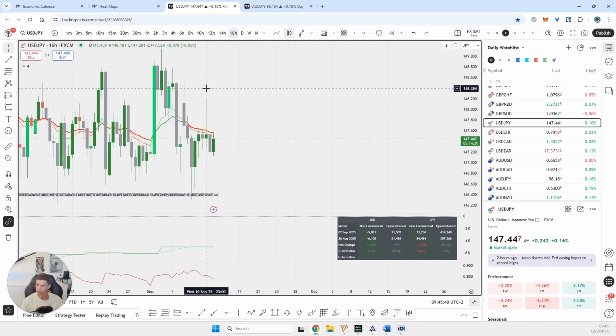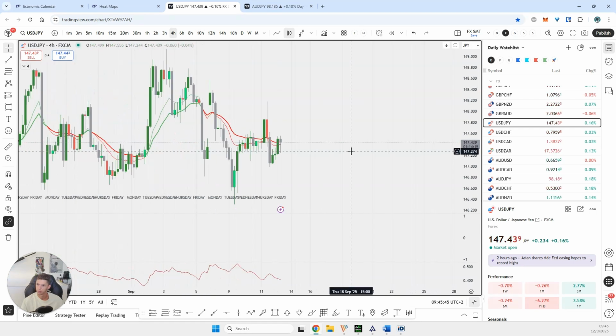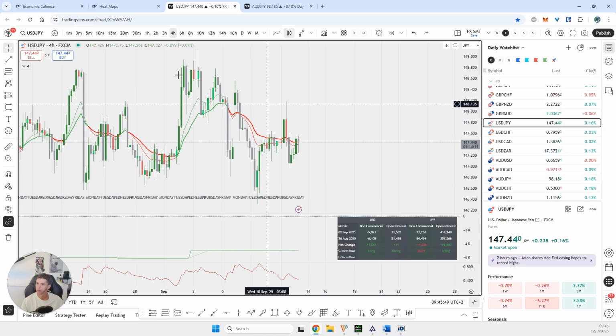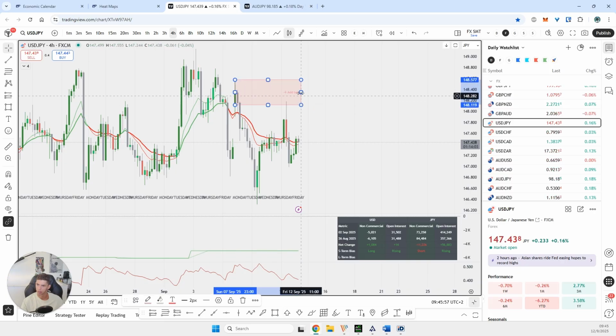Yeah, these two were yesterday. So, 4 hour. This was yesterday. Yeah, you see, here we go. Very nice higher time frame supply area rejection. Beautiful.